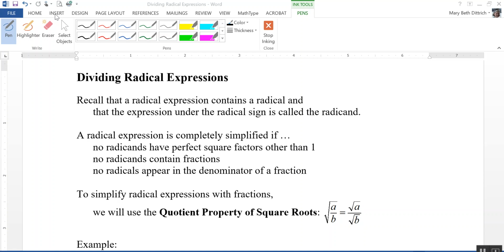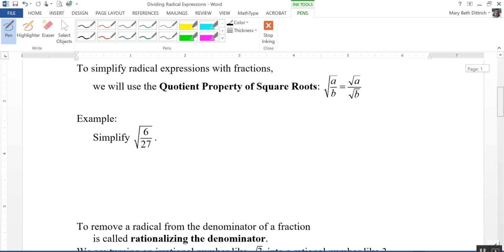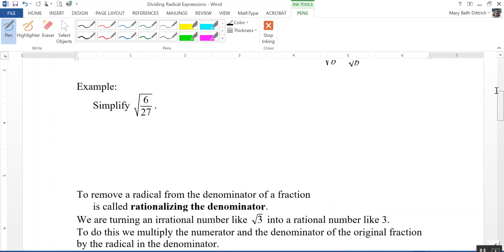To simplify radical expressions that contain fractions, we're going to use the quotient property of square roots, which says that the square root of the fraction a over b is equal to the square root of a over the square root of b. Let's take a look at a couple examples. First one says, simplify square root of 6 over square root of 27.